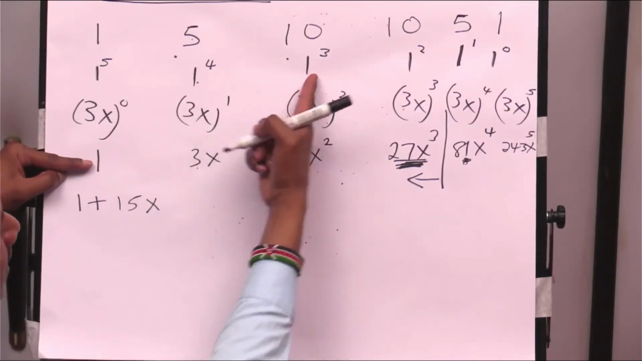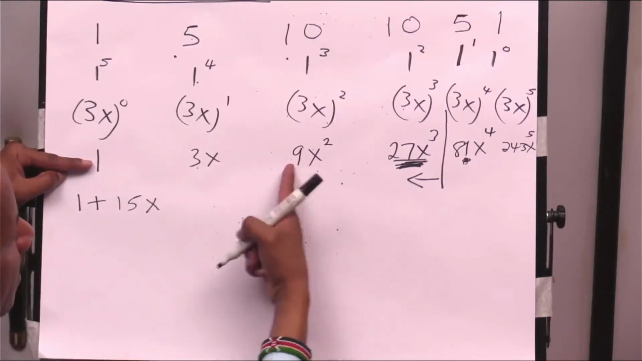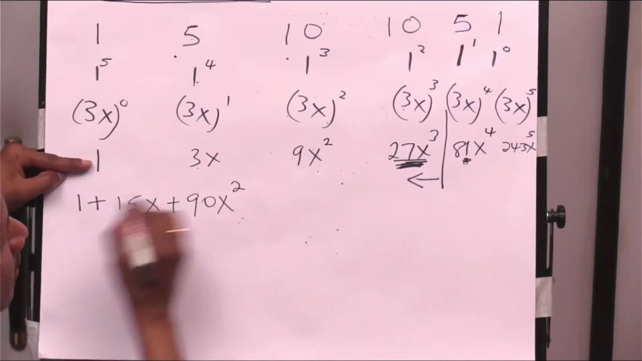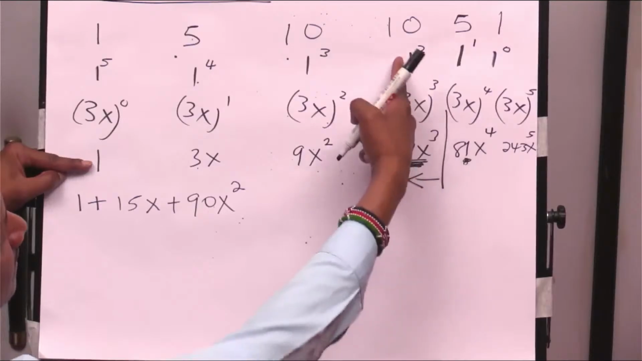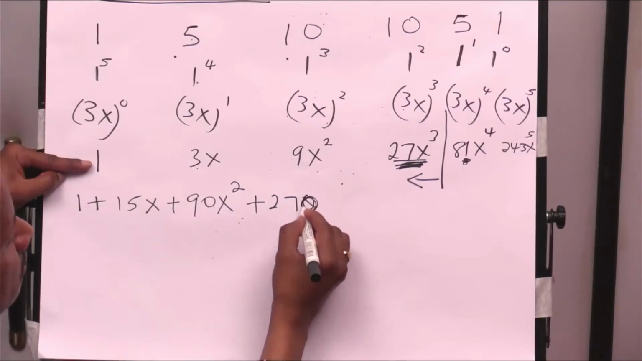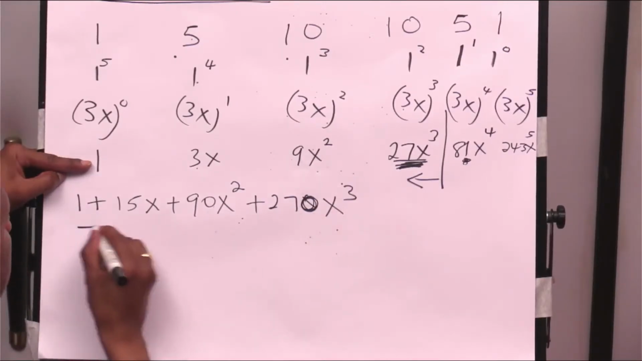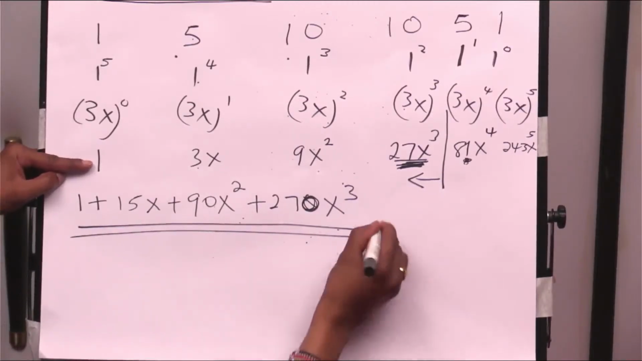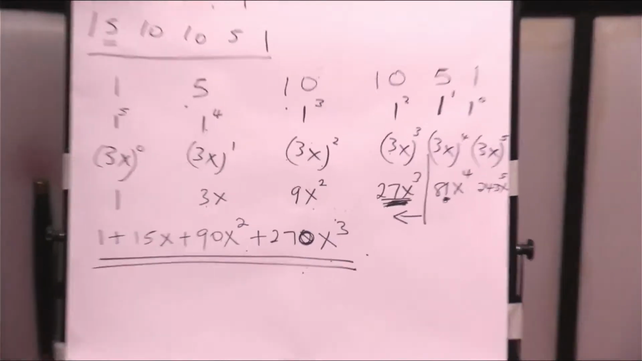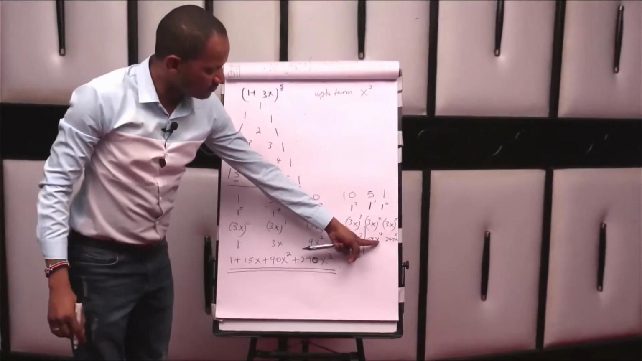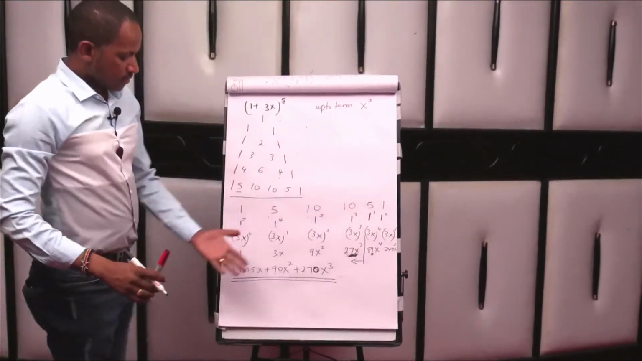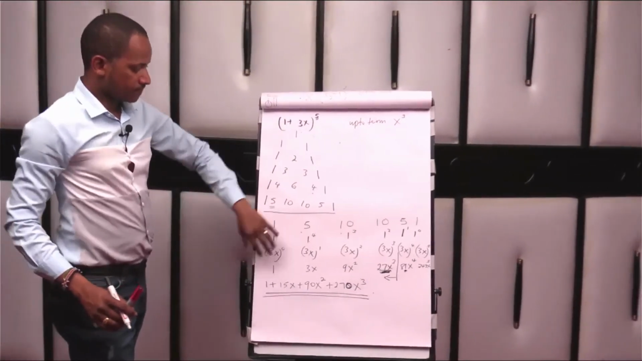10 times 1 is 10. 10 times 9x squared, remember this one expanded, is plus 90x squared. Then 10 times 1 is 10. 10 times 27x cubed is plus 270x cubed. This is our answer. This is what the examiner is interested in, because we've been directed here up to this term, x cubed. If they wanted x raised to power 4, you could have multiplied this, you add. Multiply this, you add.